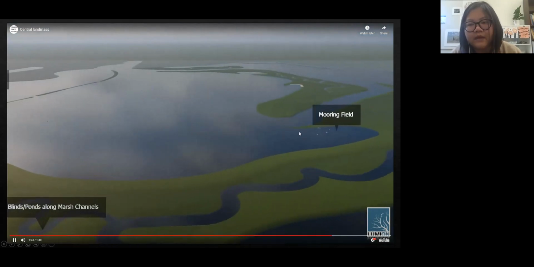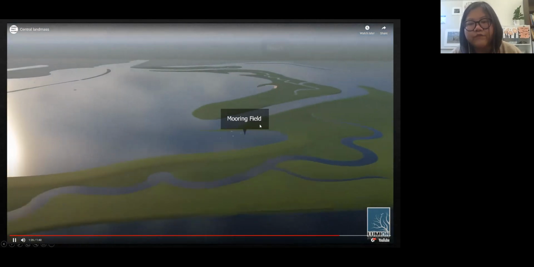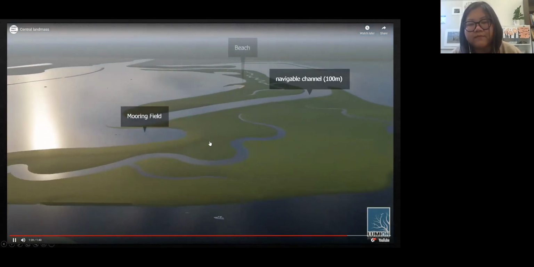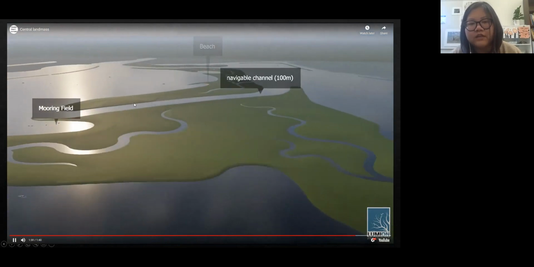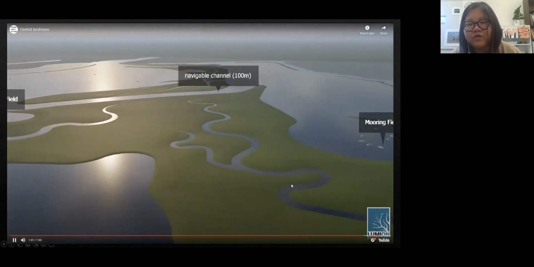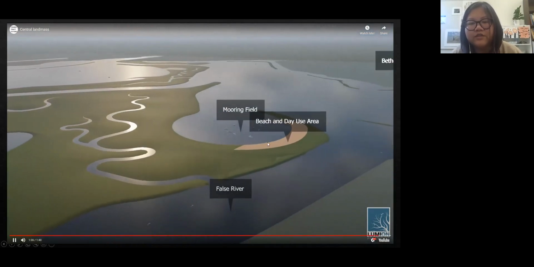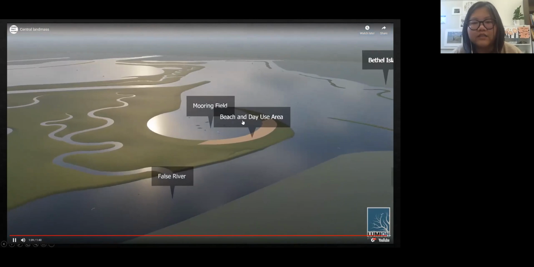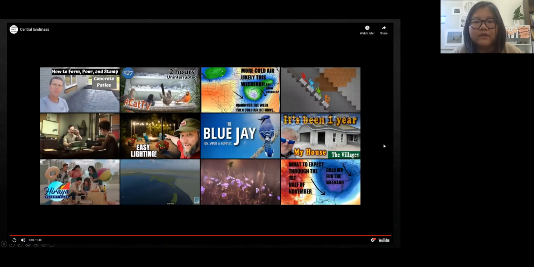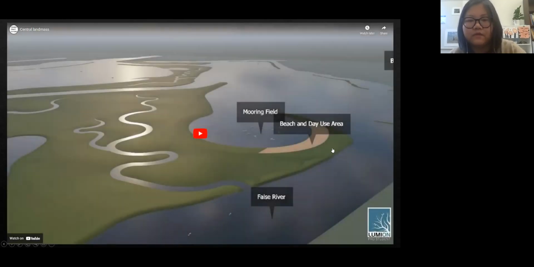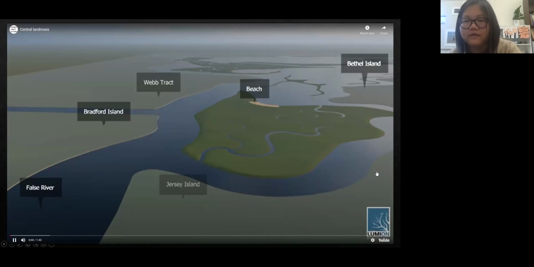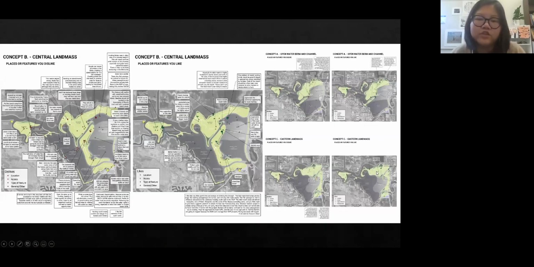And this is a mooring field where people park their boats. Again, it's to show them the navigable channel and the inner marshland. And finally, there's another mooring field, and then the beach and day use area here. So this is to use the virtual reality to show them. Okay, and to show them, this is actually that plan, as you can see.